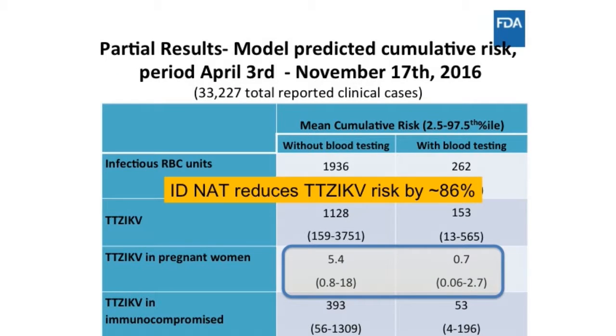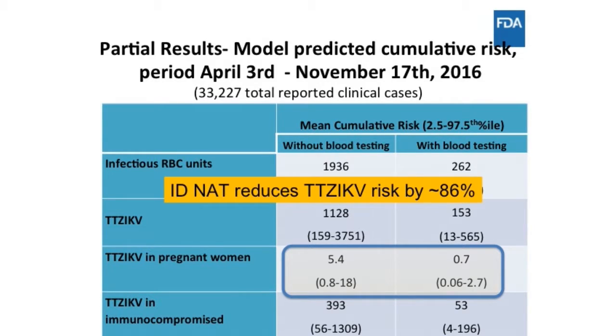There were several outputs that we looked at in that risk assessment. For today, I'm only going to focus on the transfusion-transmitted Zika risk for pregnant women. Our model had predicted a baseline risk of slightly more than 5 transfusion-transmitted Zika cases to pregnant women for the period April 3rd to November 17th, which was when we were seeing the most transmissions. And our model, based on sensitivity that we saw from the individual donation NAT test, showed we'd reduce that risk by about 86% down to less than 1 predicted transfusion-transmitted Zika case for pregnant women in that time period.